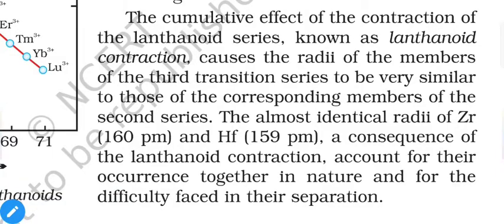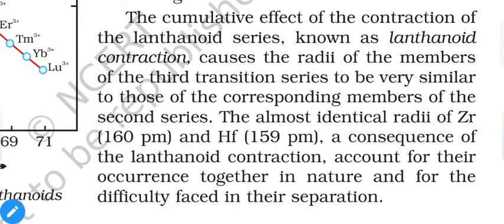The cumulative effect of the contraction of the lanthanoid series, known as lanthanoid contraction, causes the radii of the members of the third transition series to be very similar to those of the corresponding members of the second series, that means the 4d series. The almost identical radii of zirconium and hafnium, 160 pm and 159 pm, are consequences of the lanthanoid contraction, and account for their occurrence together in nature and for the difficulty faced in their separation.